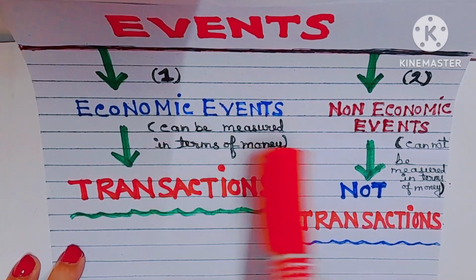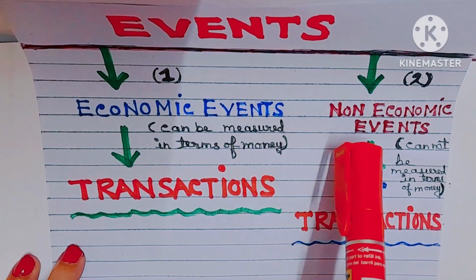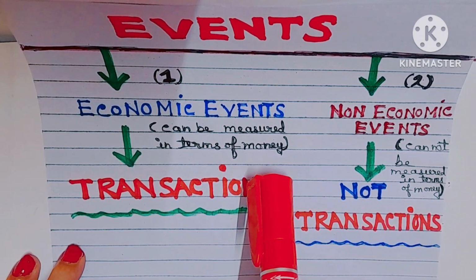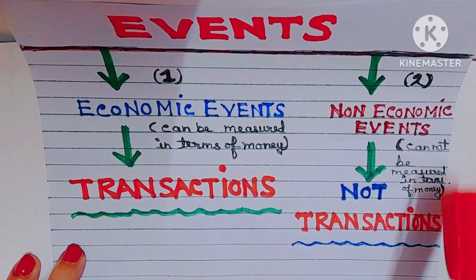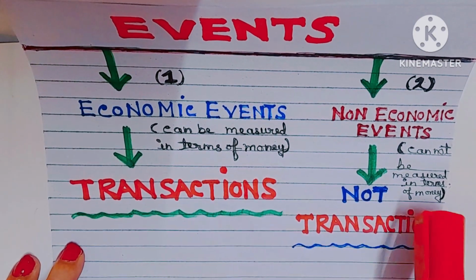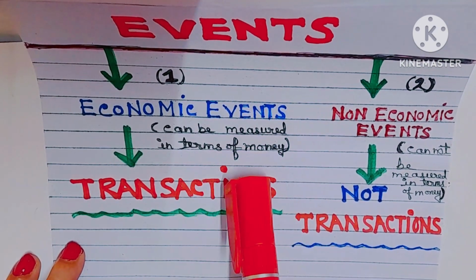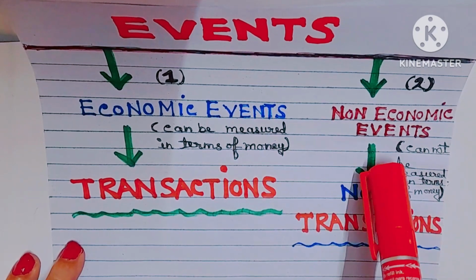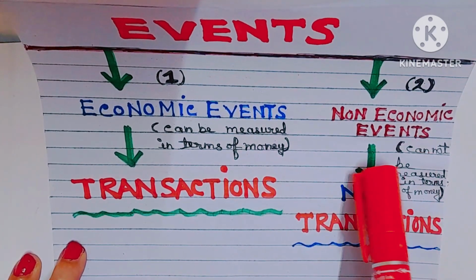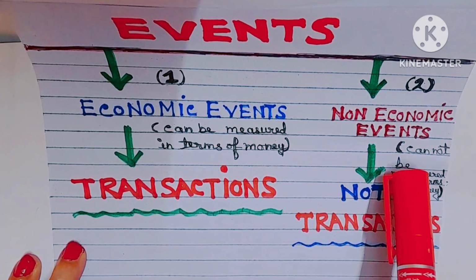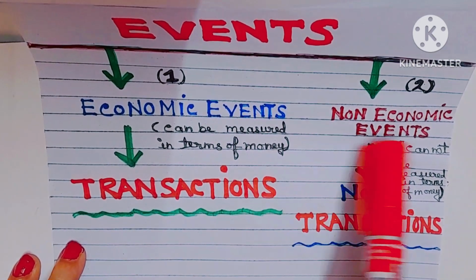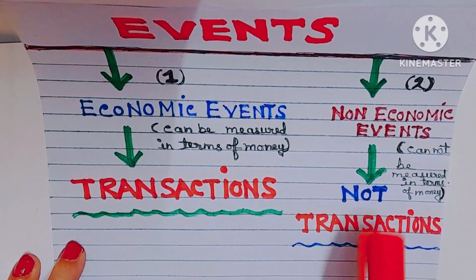Events are of 2 types: economic events and non-economic events. Economic events can be measured in terms of money. Non-economic events cannot be measured in terms of money. Economic events are also known as monetary events or financial events. Non-economic events are also known as non-monetary events or non-financial events. Economic events are transactions, but non-economic events are not transactions.